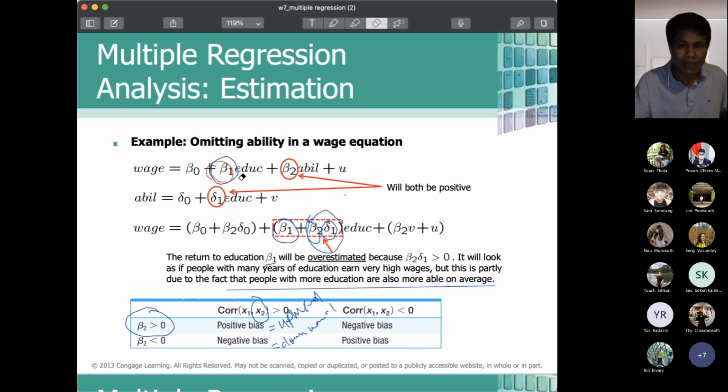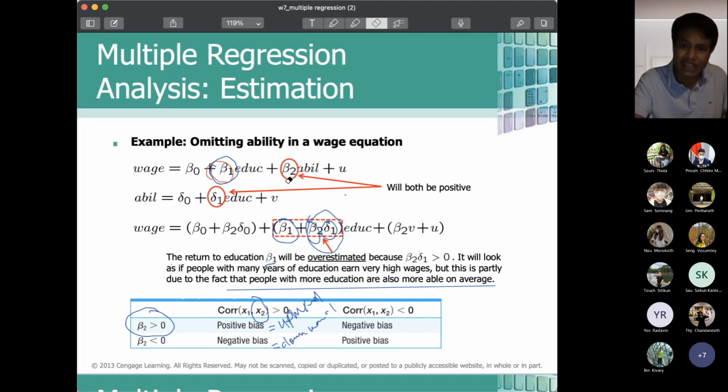But when we exclude ability, we will obtain delta 1 plus delta 2 multiplied by delta 1. So in other words, we obtain a biased estimate. We don't know whether this delta 1 multiplied by delta 1 here is negative or positive. If it is positive, the estimate that we obtain will be larger than what we truly want. We only want to estimate this delta 1.